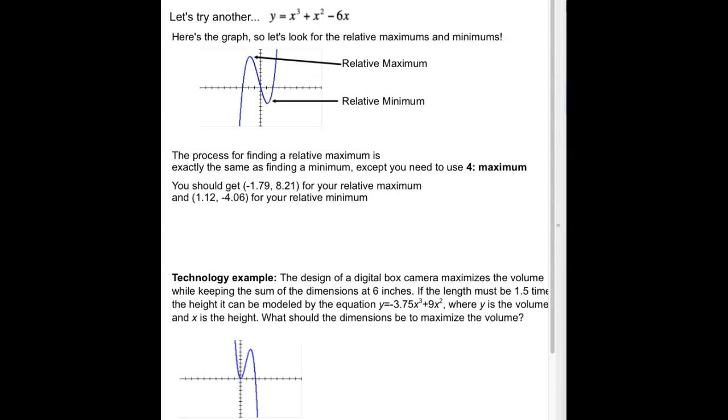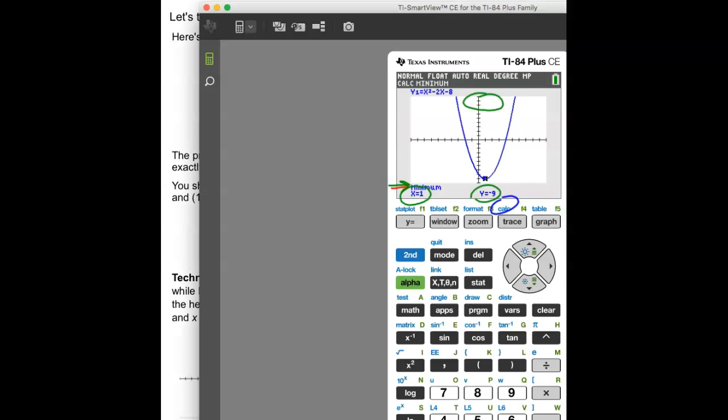So notice on this one we have both a maximum and a minimum. They're called relative max and mins because our graph does go higher than this point and our graph goes lower here than this point. But that's why they're referred to as relative. They're not an absolute max or min, it's just a turning point. So the process for finding a relative maximum is basically the same as finding a relative minimum, except you're going to choose option 4. All right, so let's try on our calculator.